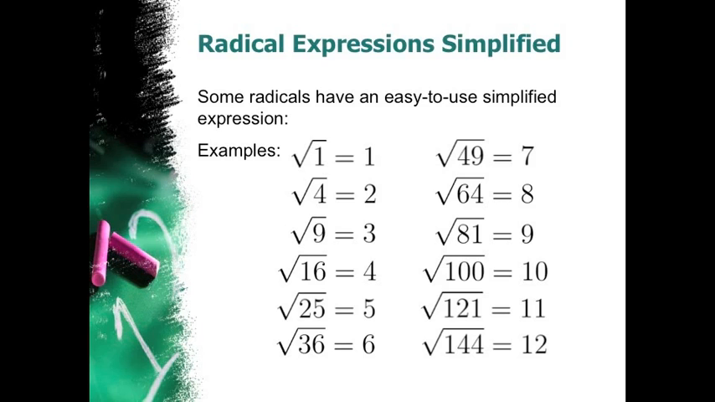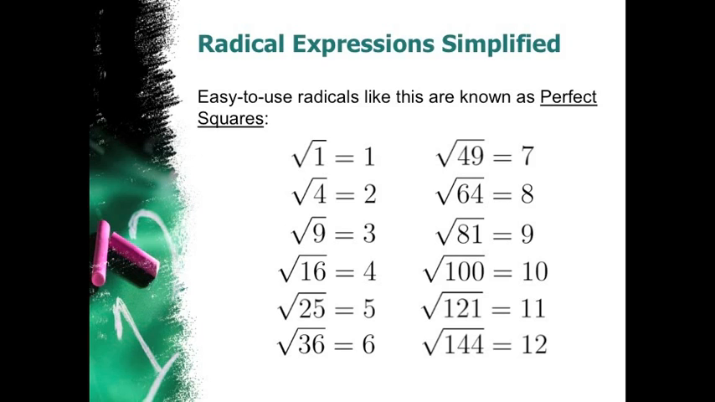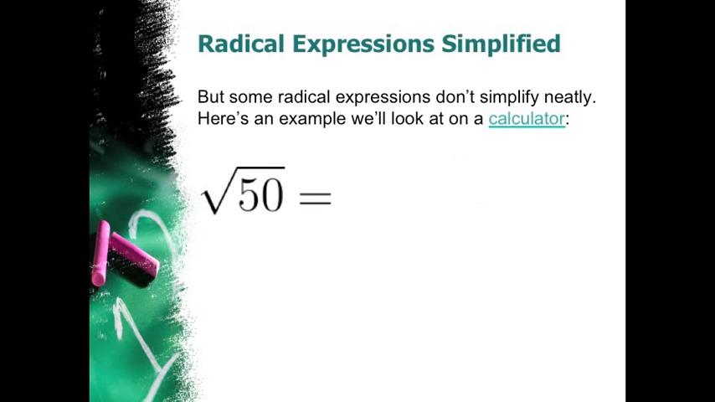Some radicals have an easy-to-use simplified expression. Easy-to-use radicals like this are known as perfect squares. But we don't live in a perfect world, do we? In fact, most radicals don't simplify neatly. Kind of like this one right here, the square root of 50.